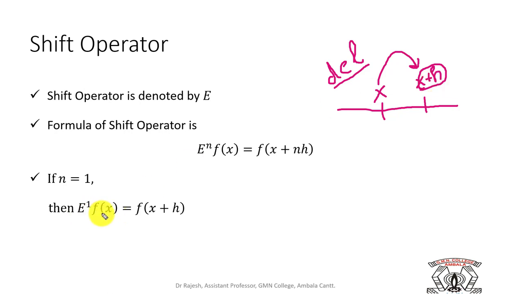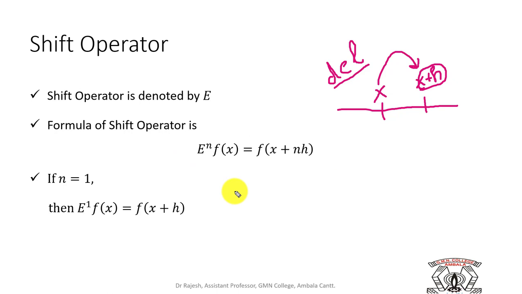When E is applied to f of x, it gives the value of f at x plus h, and if it is applied 2 times, the next value will be 2h. If it will be applied 3 times, it will be 3h, and if it will be applied n times, it will be nh. So this is the shift operator.